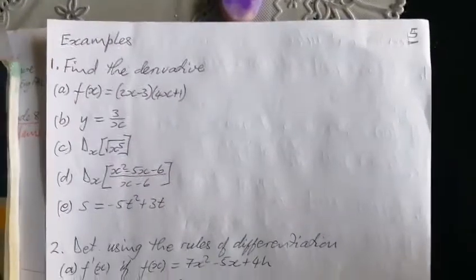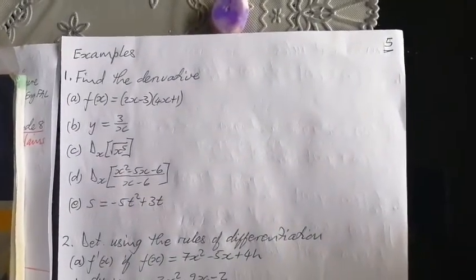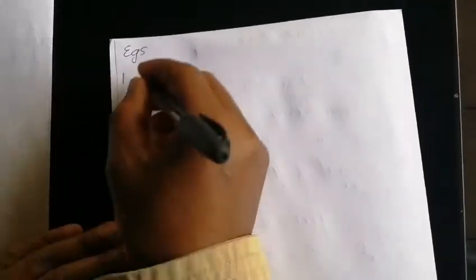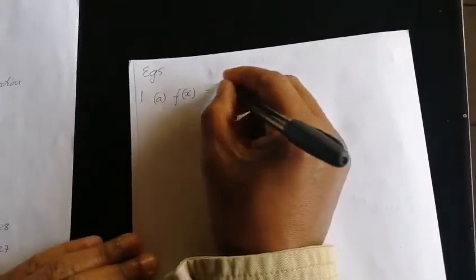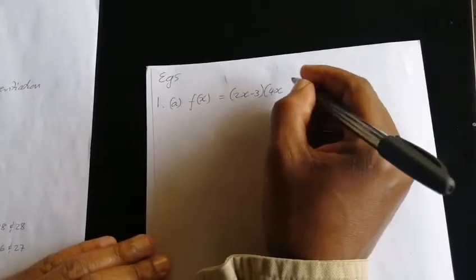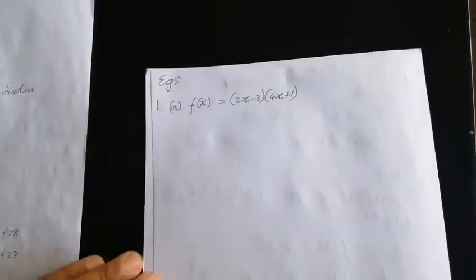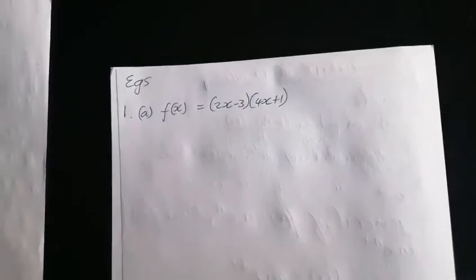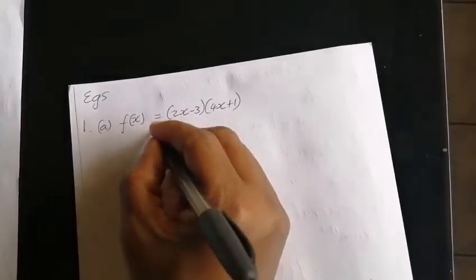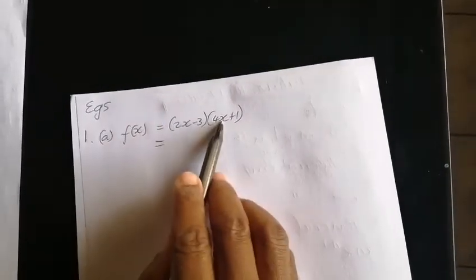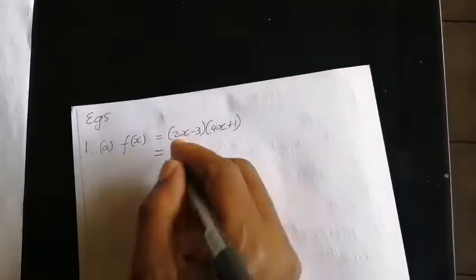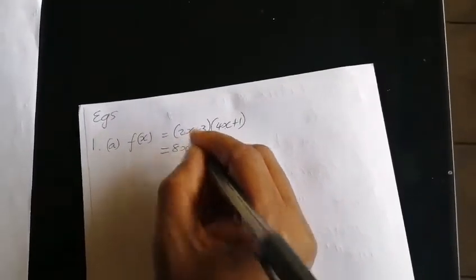Examples. Number 1, it reads, find the derivative of f of x equal to 2x minus 3 into 4x plus 1. Now, the first thing we need to do here is to expand. 2x times 4x. That's 8x squared.